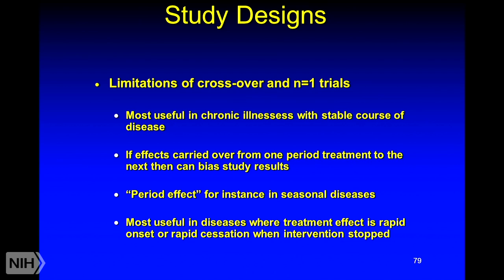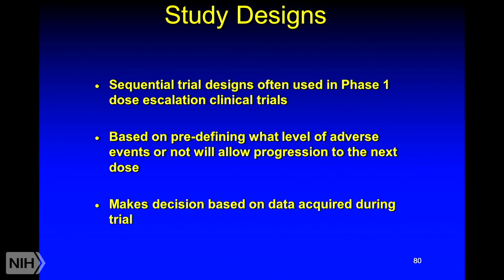Some diseases are also worse in certain times of the year. So there are these things called period effects, which can affect these kinds of crossover trials as well. And it's most useful in diseases where the treatment effect is rapid in onset, or there's a rapid cessation of the effect of the intervention when it's stopped. So you have arthritis, you get put on a drug and you get better in a couple of days, they stop it and you get sick again in a couple of days. Those are the kinds of things where this is actually useful.